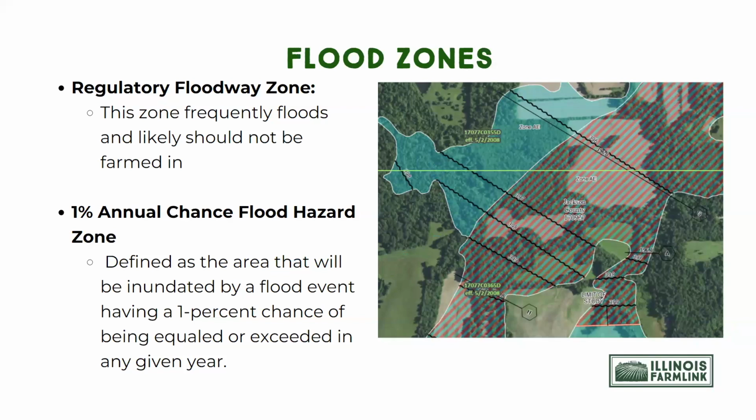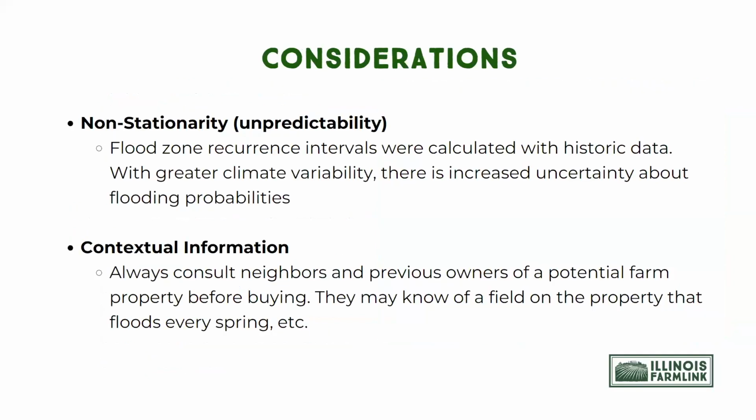And this is often also referred to as a 100-year flood zone. And this is defined as an area that has a 1% chance of being flooded in a given year. However, I do want to add some context to that.